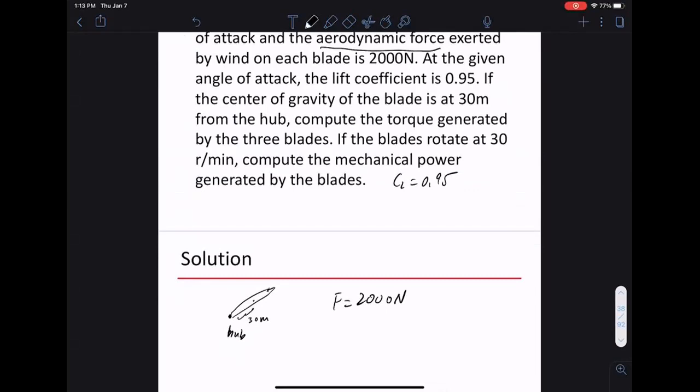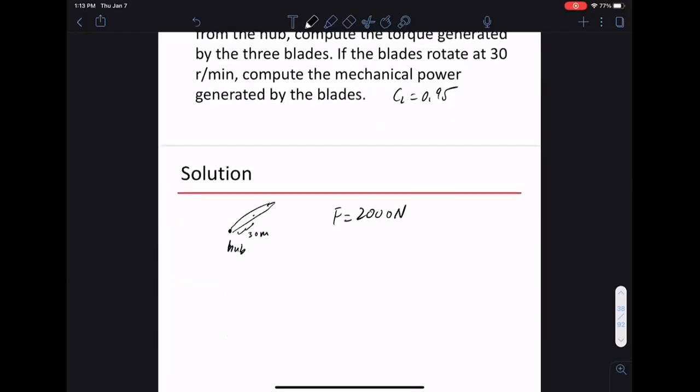Right, so any thoughts? What do we do to solve this problem? Right, so the first step is to convert. Look at how much lift we have. Again, the only force that translates into mechanical power is the lift force. So this is 0.95 times 2,000 newtons, which is 1,900 newtons. This is our total force.